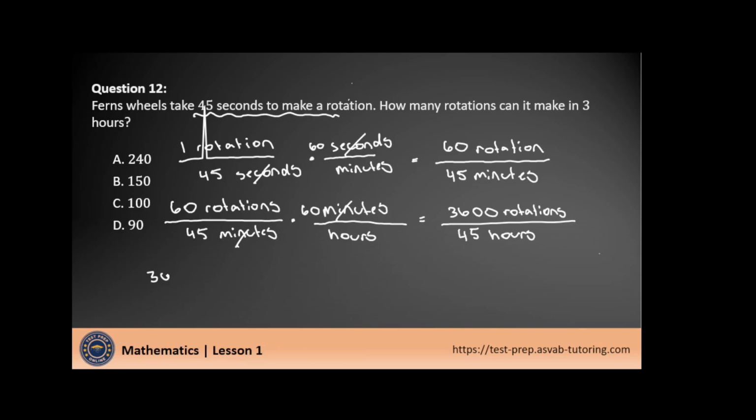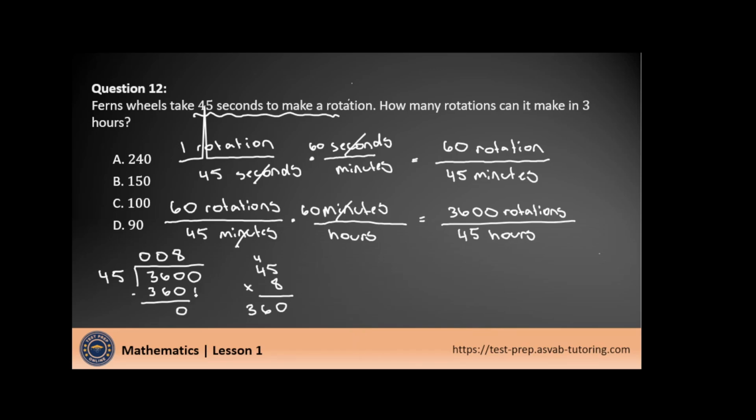So we'll put 3,600 in the box, 45 outside the box. 45 does not fit inside 3. 45 does not fit inside 36. 45 fits inside of 360. Let's try 8 times. 45 times 8 is 40. 4 times 8 is 32, plus 4 is 36. So 45 will fit inside of 360 8 times.